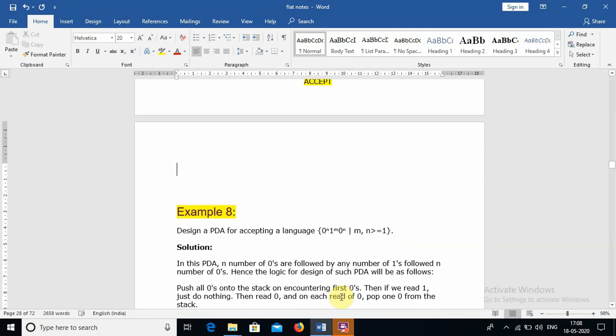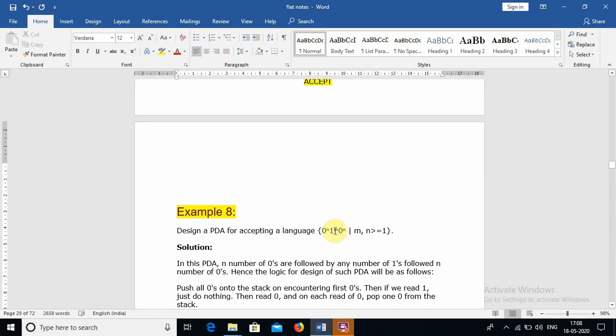Pushdown automata. So, one more example. The language is 0^n 1^m 0^n, which means the first and last symbols are the same in number, but the middle one differs.